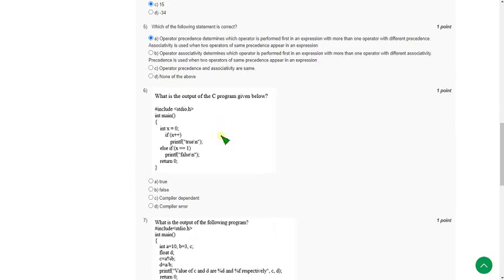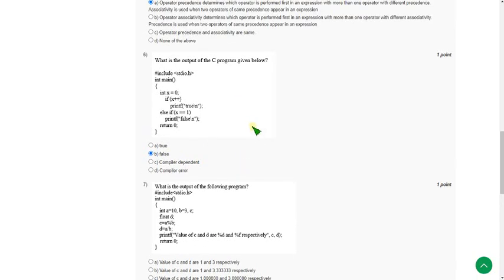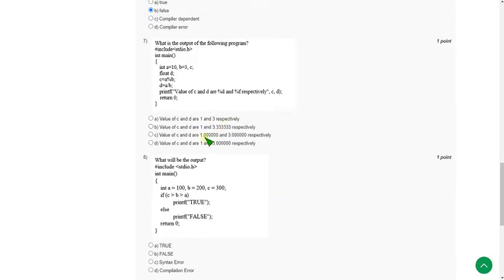And moving on to the sixth one, again they are asking for the output of the given code. When I ran this, I got the answer as false. So mark option B. And the seventh one, the same, they are asking for the output. For the seventh question, the answer I got is option D.